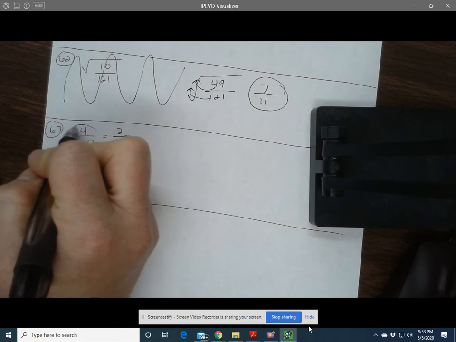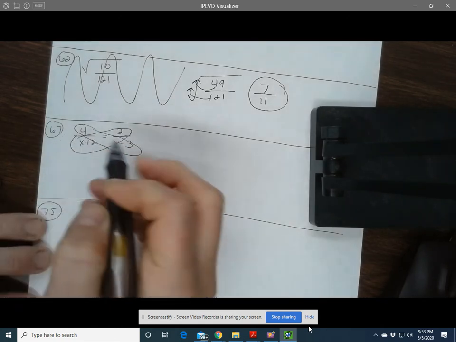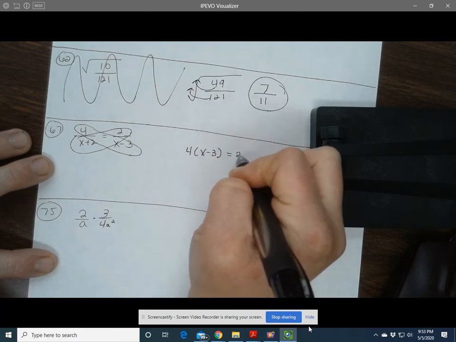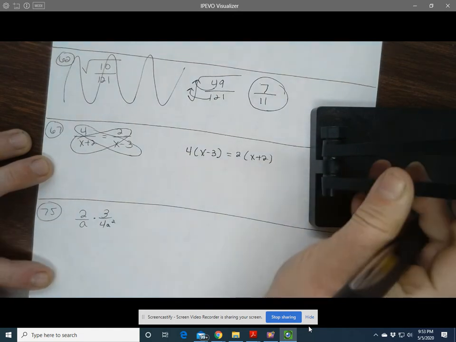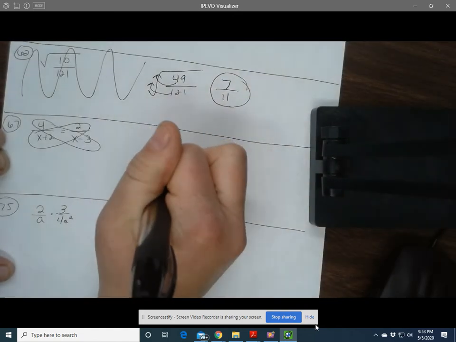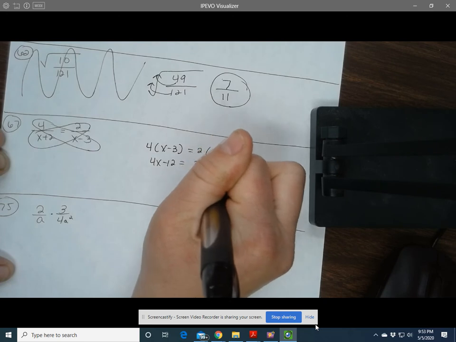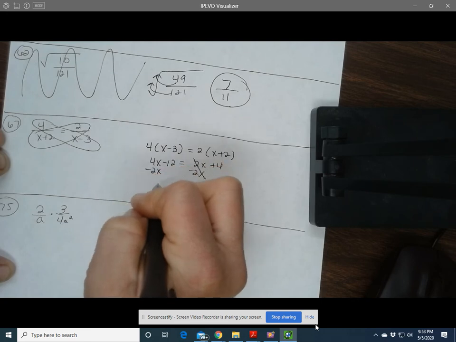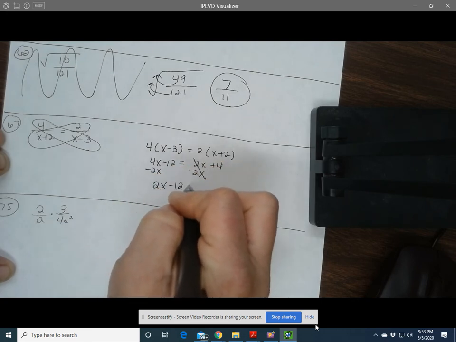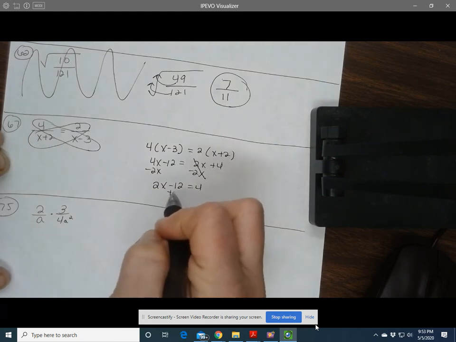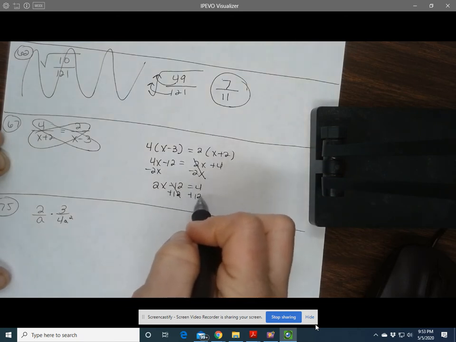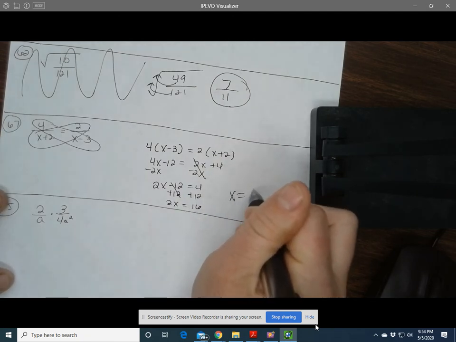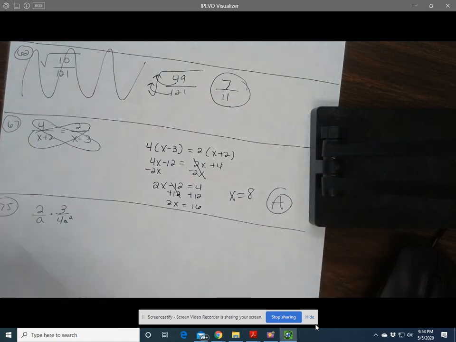This one right here, anytime you see a proportion, remember, use your butterfly method. So you're going to set this up and say 4 times x minus 3 is equal to 2 times x plus 2. You're going to multiply those out. So that's going to be 4x minus 12 is equal to 2x plus 4. You're going to subtract 2x. That means you're going to have 2x minus 12 equals 4. Add 12. That means 2x equals 16. So that means that x equals 8. And the answer to that one is A.